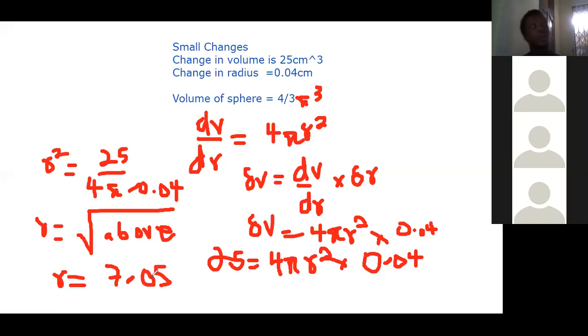I hope you are clear now. The question gave us the change in volume to be 25, the smaller change in volume, and the smaller change in radius. And so ours was just to find r, given these. We just factor it in there and we are good to go. Let's do some 1B.